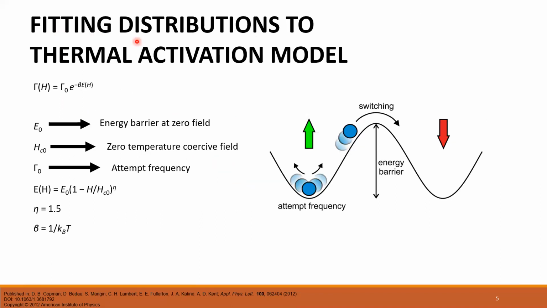In order to examine the distributions more closely, we can fit them to a thermal activation model. At non-zero temperatures, there is a finite probability that magnetization reversal takes place over a field-dependent energy barrier by thermal activation. By assuming thermal activation over a single energy barrier at fixed temperature and field, we can define the escape rate as this. E0 represents the energy barrier at zero field, HC0 represents the zero-temperature coercive field, and gamma 0 represents the attempt frequency. By doing this, we can obtain energy barriers for all transitions.